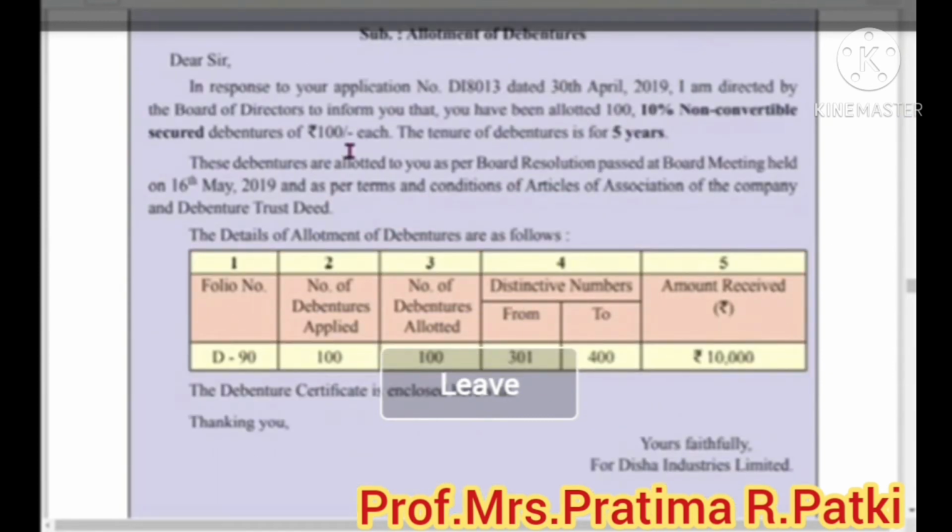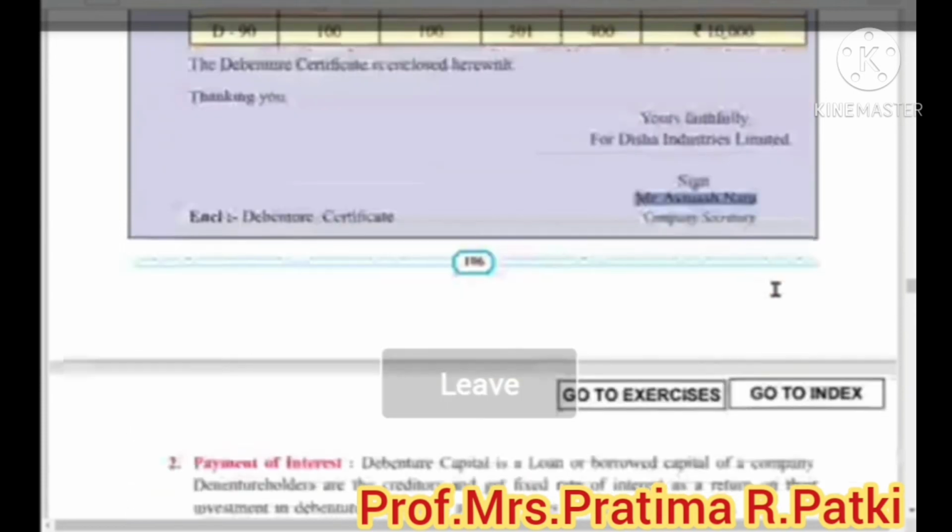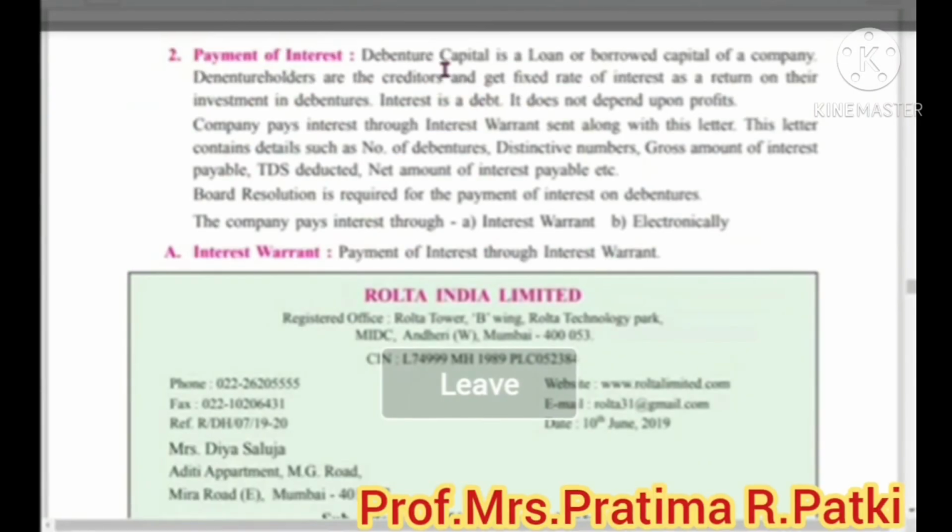Either remember the box and then frame your body of the letter, or remember the body of the letter and make your tabular column in the letter. Now, payment of interest. On debentures, the income the investor gets is interest. So it's an income to the investor, and every year they get a fixed rate of interest. Hence they are investing in debentures, because the investor feels that yearly income is better than the risky income of dividend, which is fluctuating. Okay, so a debenture certificate is a loan or borrowed capital of the company.